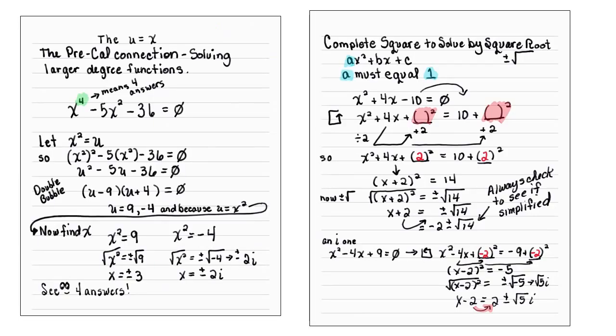All right, a little side note here about where u equals the x. It's kind of a pre-cal connection, and it's used for solving larger degree functions. The deal is to take the guy in the middle, whatever's in the middle. In this case, it's got the negative 5x squared, so you have an x squared. Take it and always let it equal u. Then you can work the problem out.